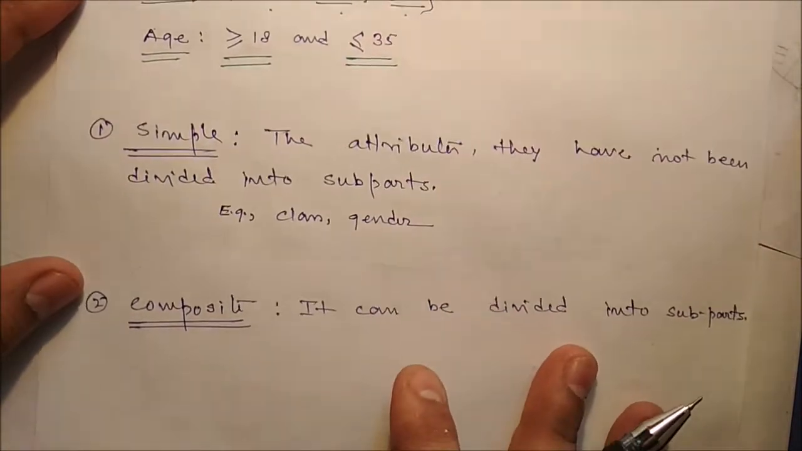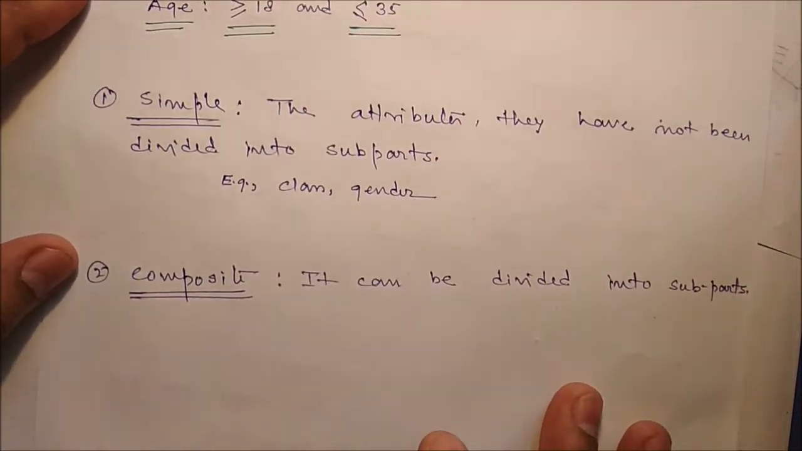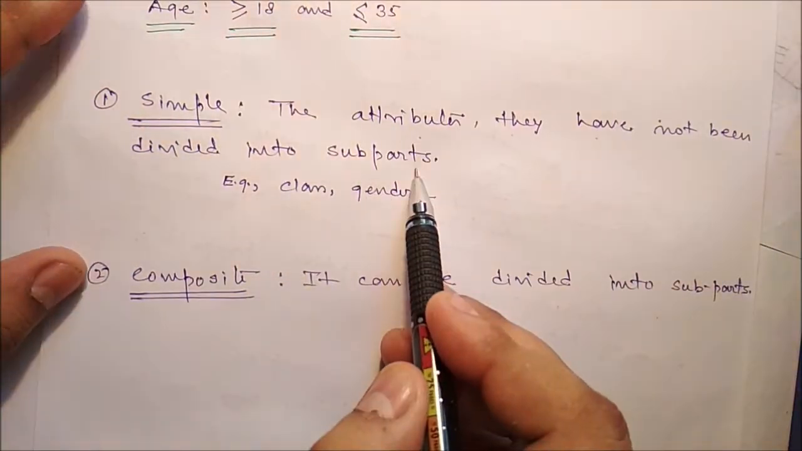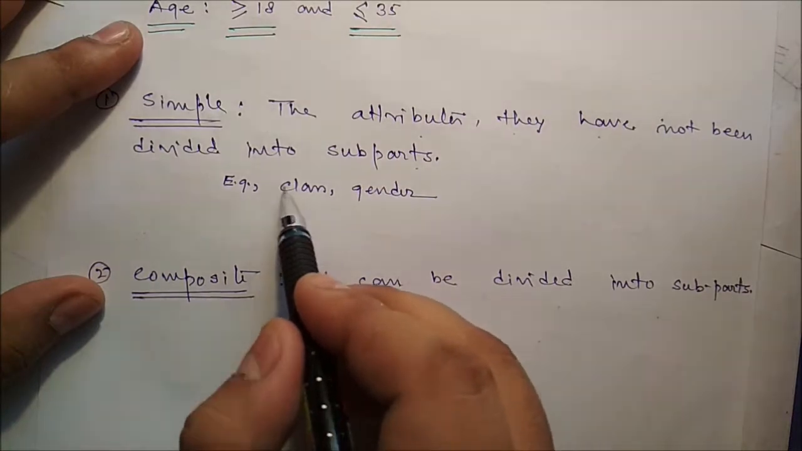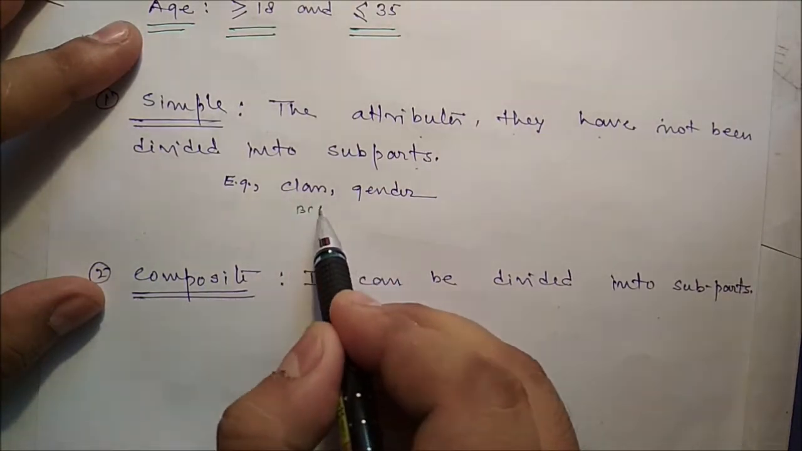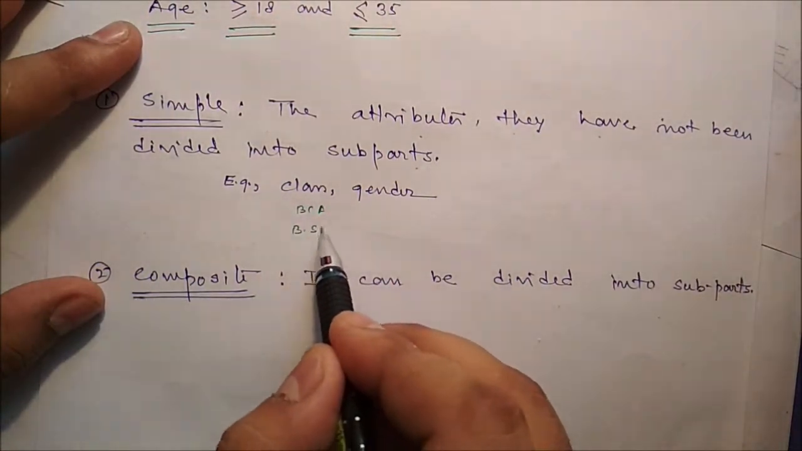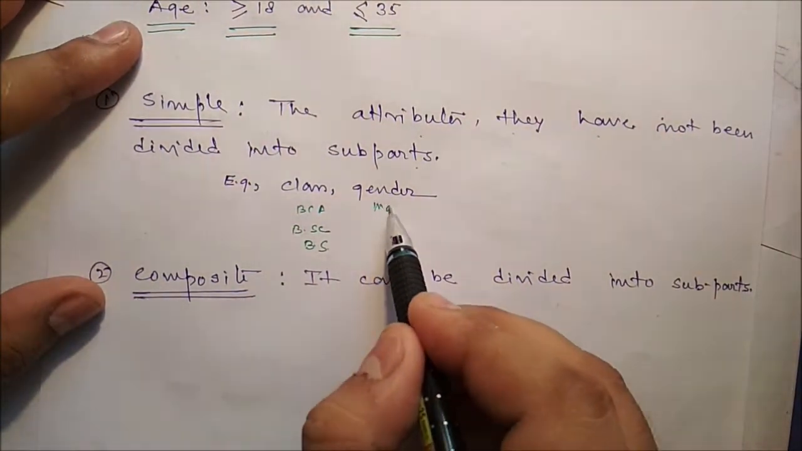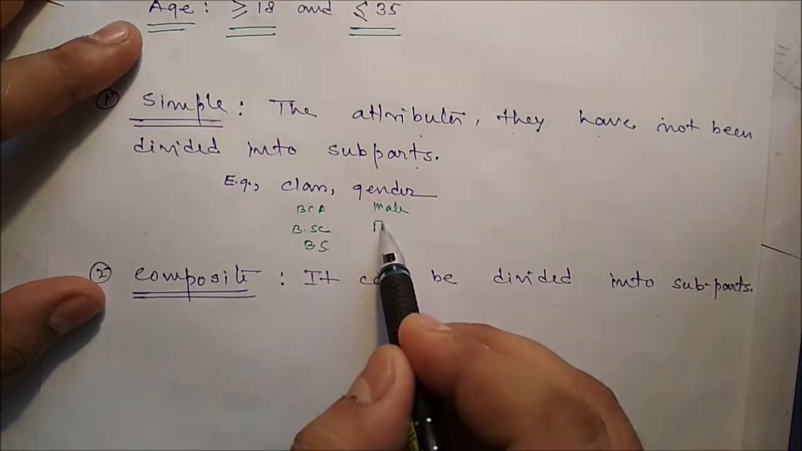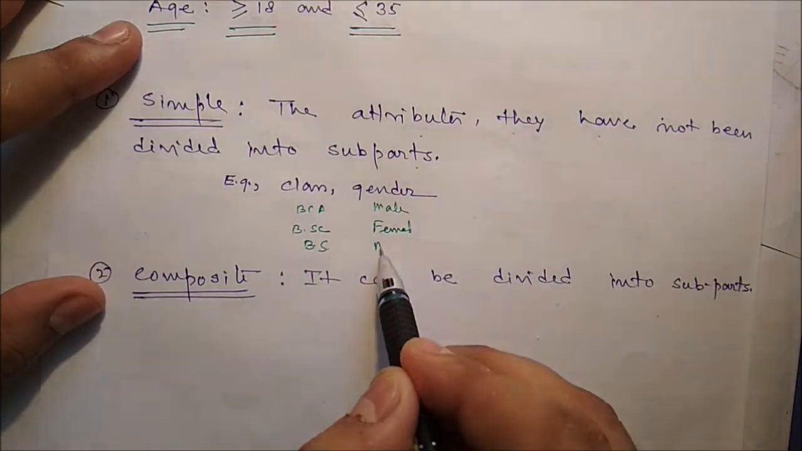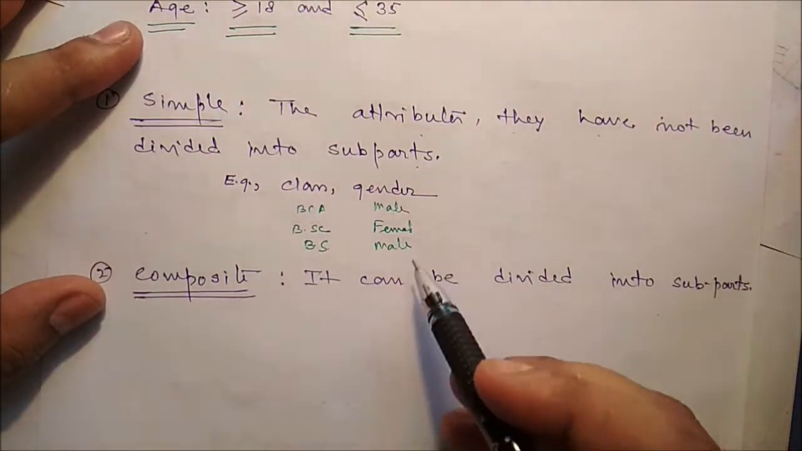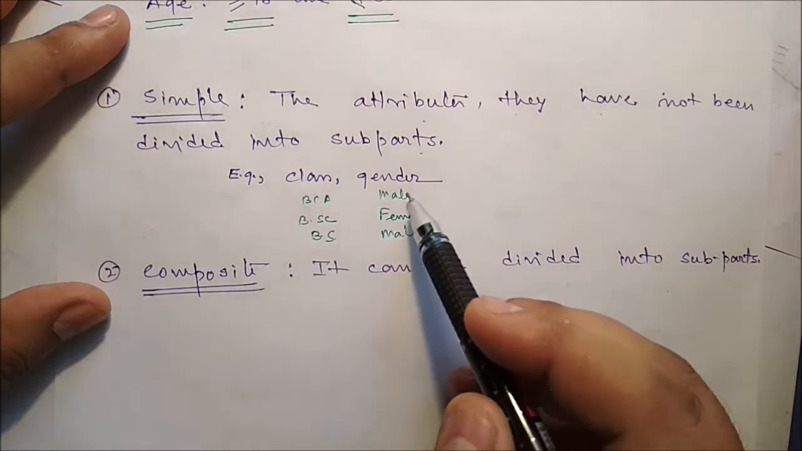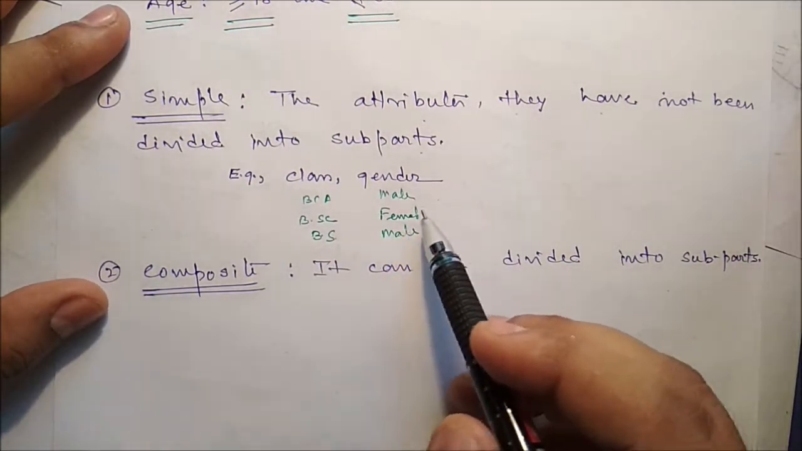Next, we will see the attribute types one by one. First is the simple attribute. These are attributes that have not been divided into subparts. For example, class. Class may be BCA or BSc. Gender, say male or female. These are examples of simple attributes, because we cannot divide male or female into two parts.